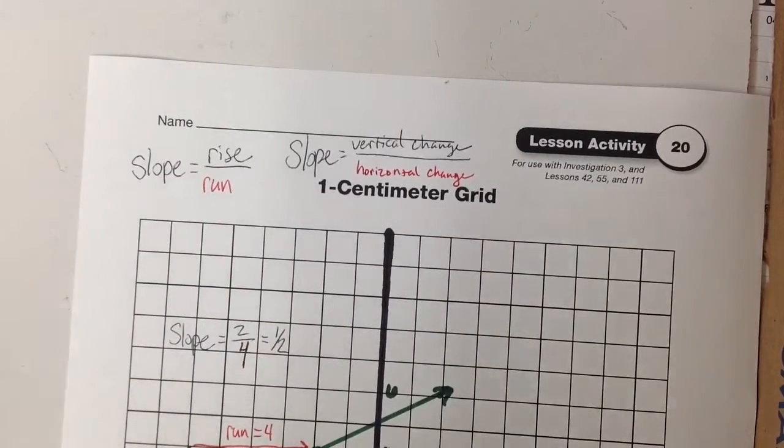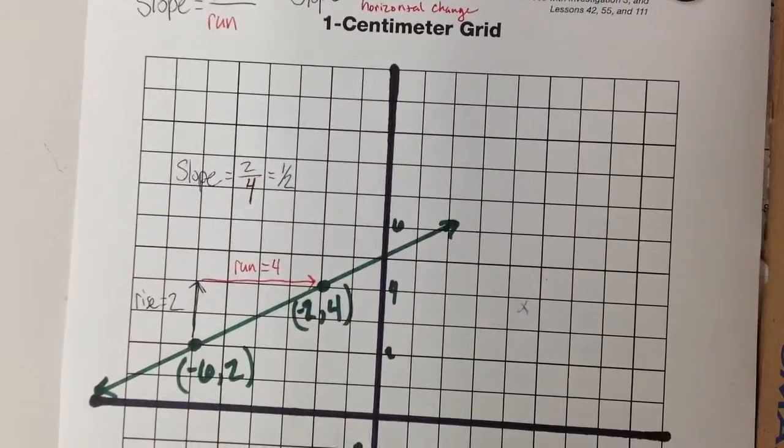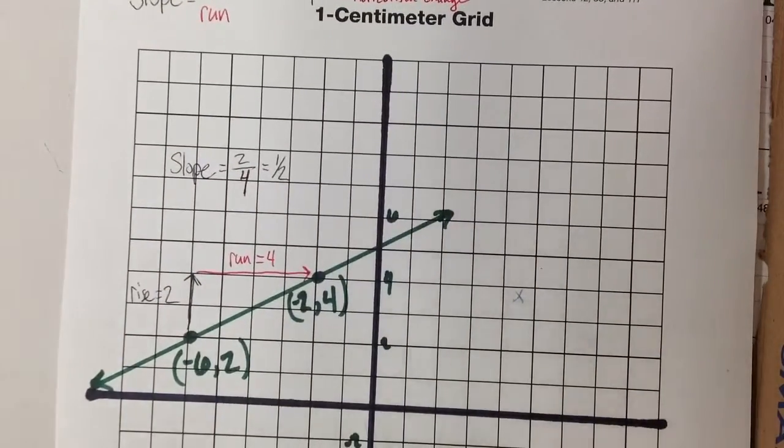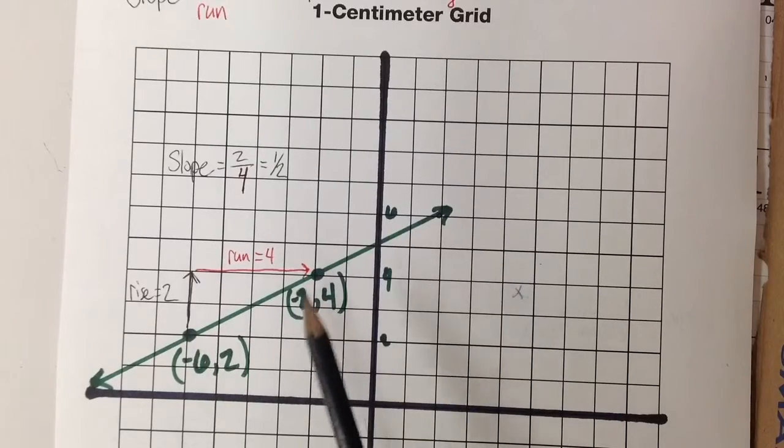So if they give me a line, and if they give me coordinate points on that line, I can find the slope by counting. So take a look. Here is a point, and here is a point. I always want to work from left to right, so pick a point that's on the left side of our line, and then work our way toward the right. So take a look. Here is a point at -6, 2. And I've got a point at -2, 4 right here.